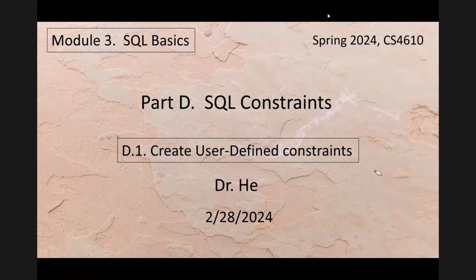D.1, create user-defined constraints. So in part C, we learned some very simple basic constraints. You just use some simple clauses so you can define those simple constraints. But here, a little harder, but not too complicated. Still pretty simple, so you do not need to write a lot of code. So let's look at create user-defined constraints, relatively simple constraints.